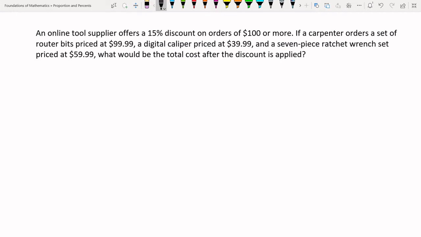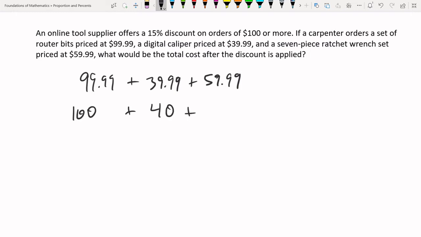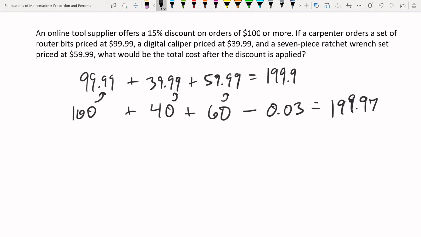Well, you can do 99.99 plus 39.99 plus 59.99. It's actually faster to think of this as 100 plus 40 plus 60, and these are all just 1 cent off. So all we're going to do is subtract 3 cents from this. 100 plus 40 plus 60 is 200, minus 3 cents is going to be 199.97. If you do this in a calculator, you're going to see that you're going to get the exact same thing.